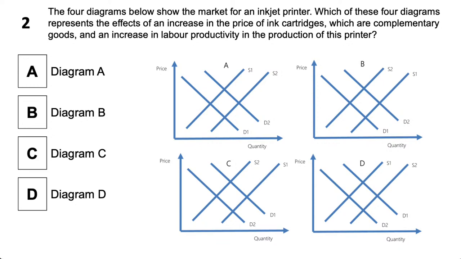KG says D, Gina says D. Let's try the answer again, please. So it's D, yeah, absolutely right. Let's go through the second one.